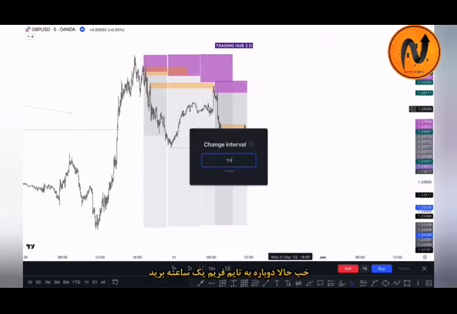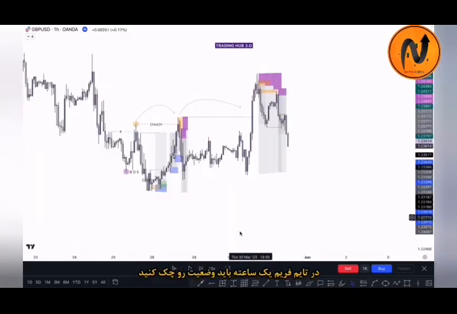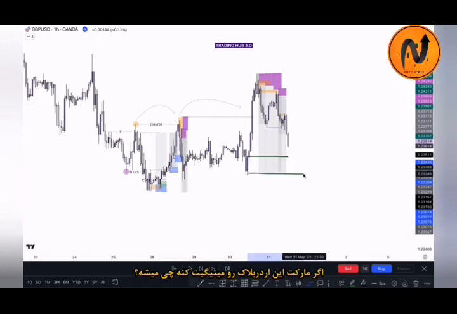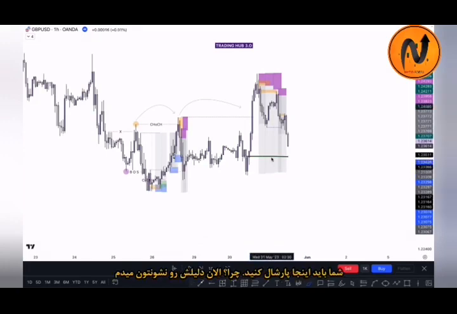Now again, switch here to the 1 hour time frame. In the 1 hour time frame, you have to check here: if the market mitigates this order block, then what happened? You have to take a partial sell here at this point. Why? Let me show you exactly what the reason is.